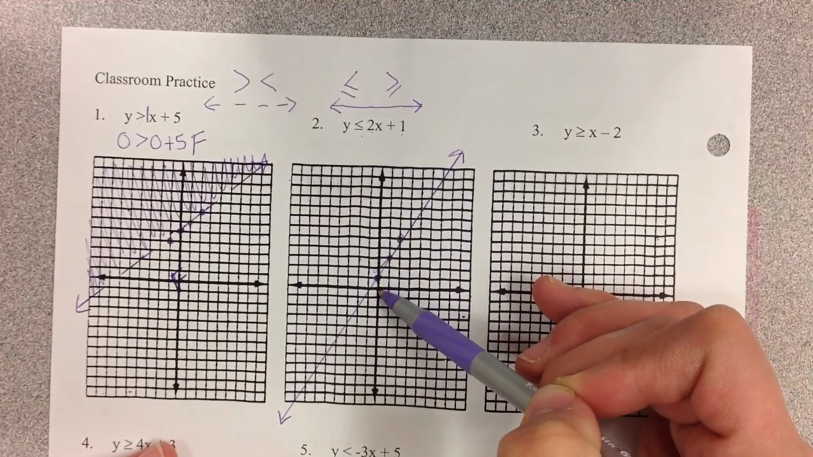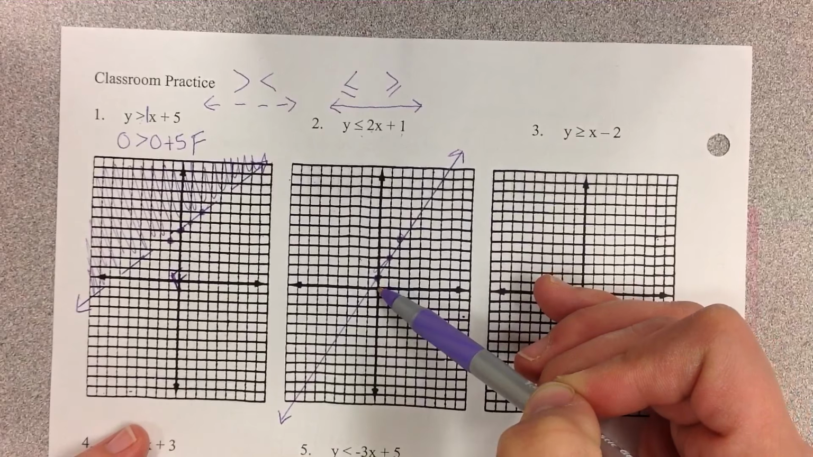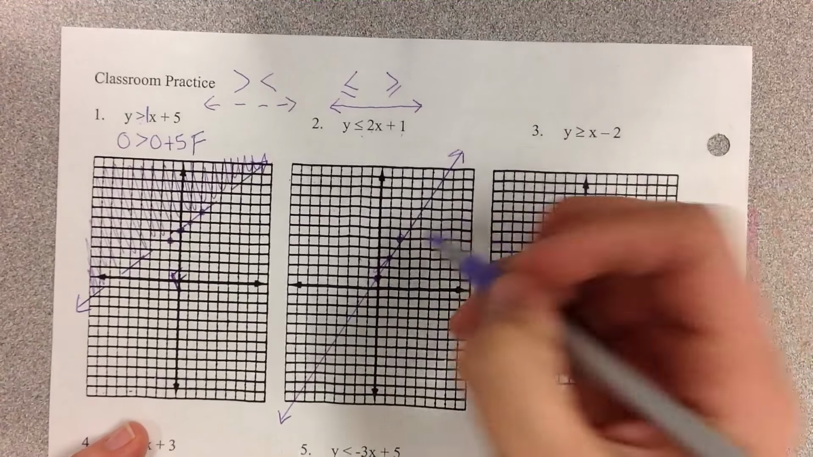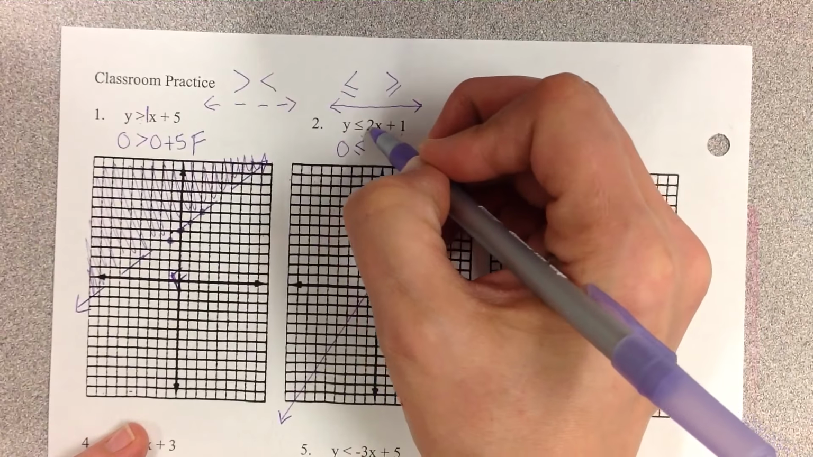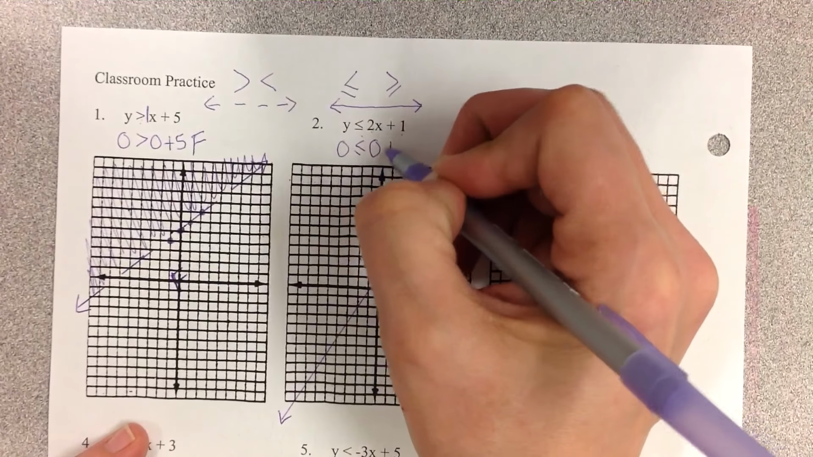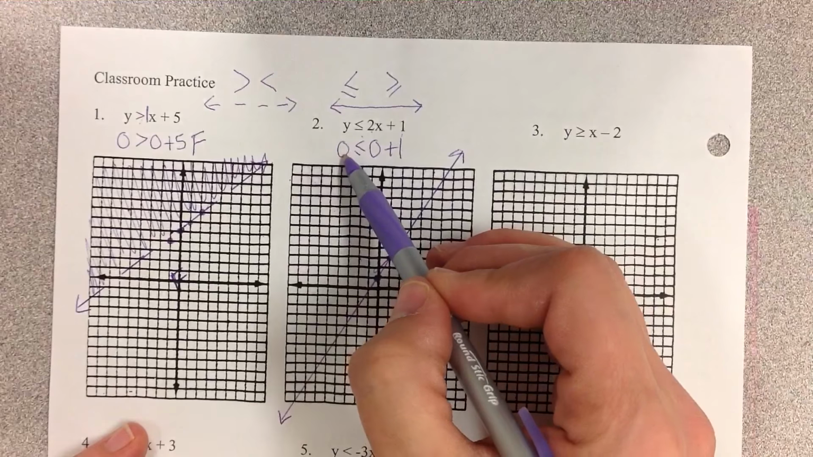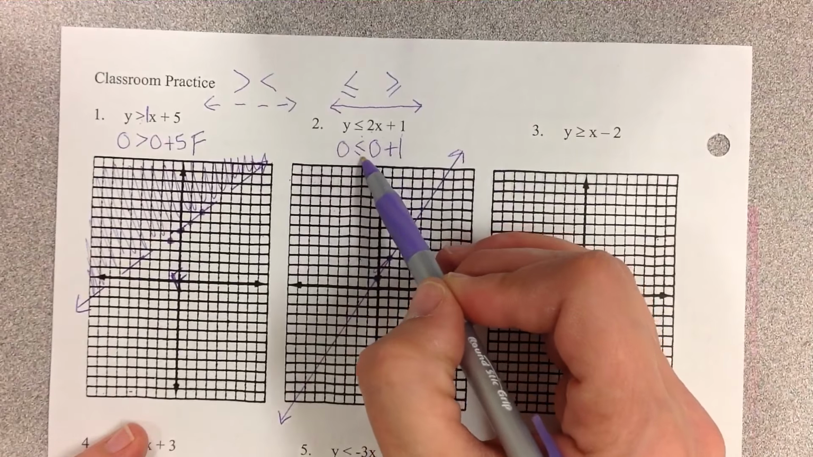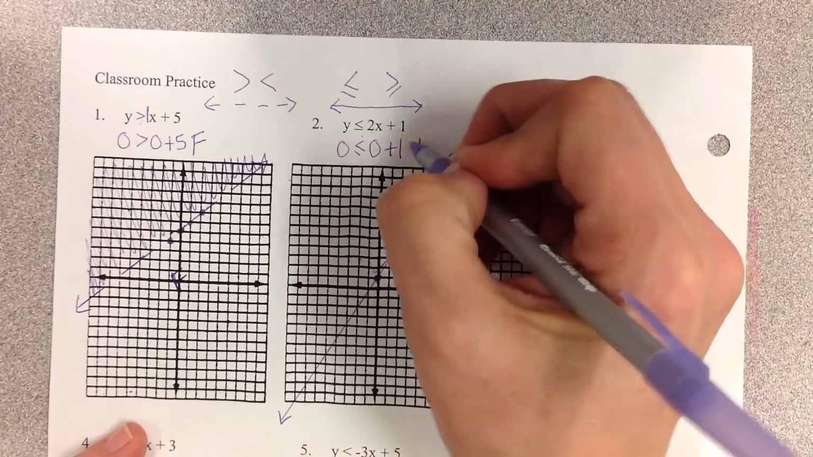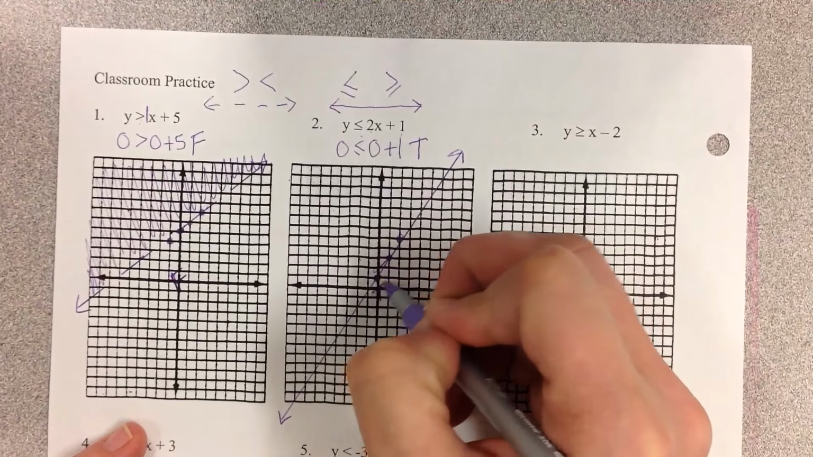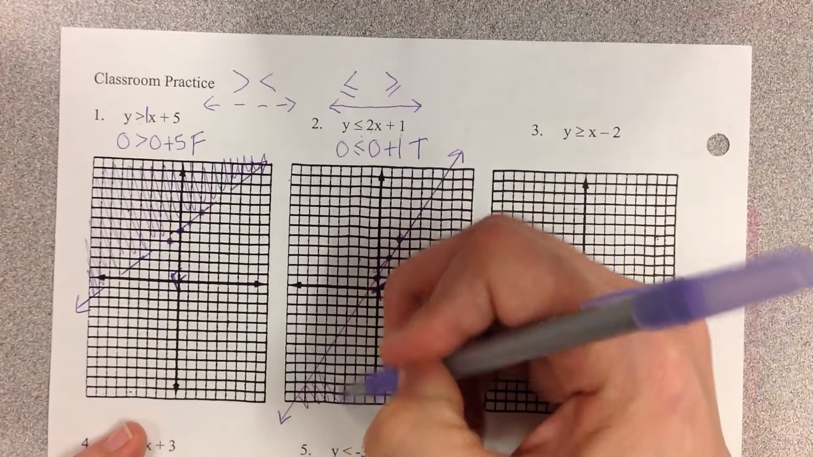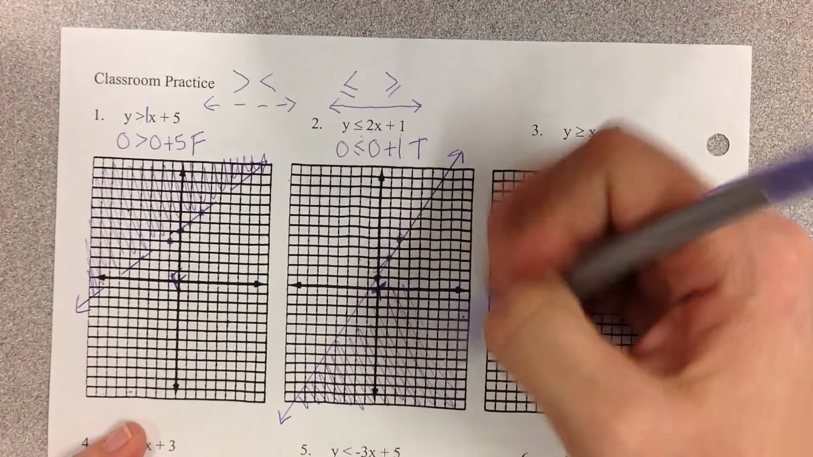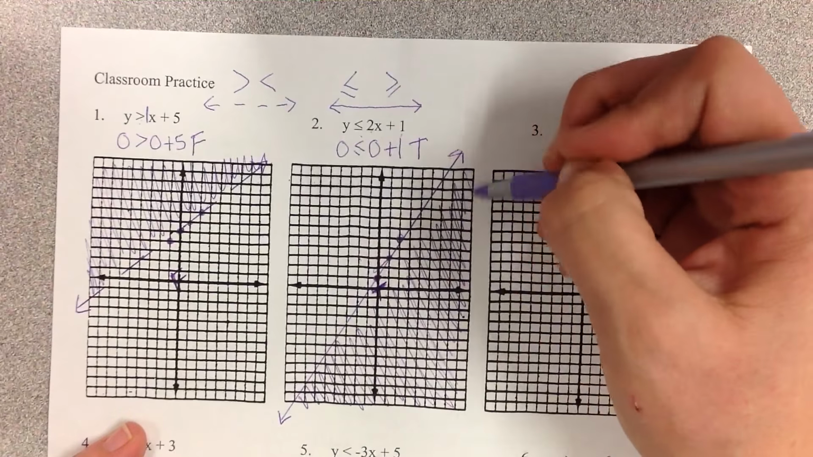We're going to use the test point 0, 0. You can always use 0, 0 as long as it is not part of the boundary line. So let's substitute 0 in for y, less than or equal to 2 times 0, which is 0, plus 1. And then ask yourself, is 0 less than or equal to 1? That is true, which means that the 0, 0 point is true, and we always shade the side of the truth. Always throw shade on truth.